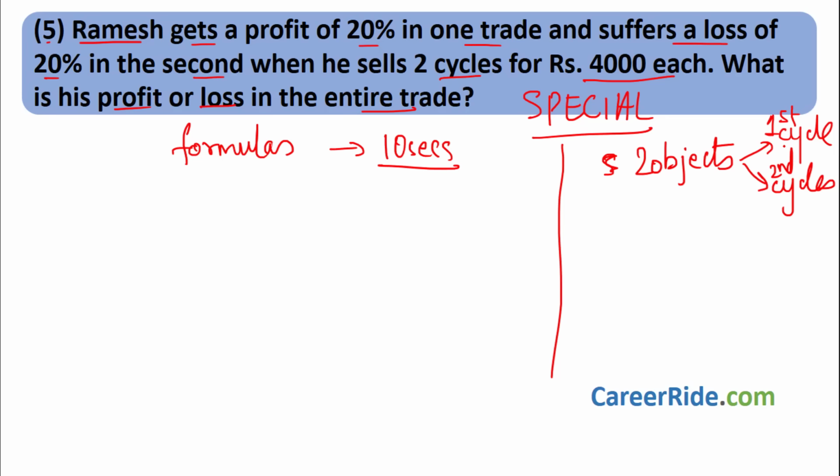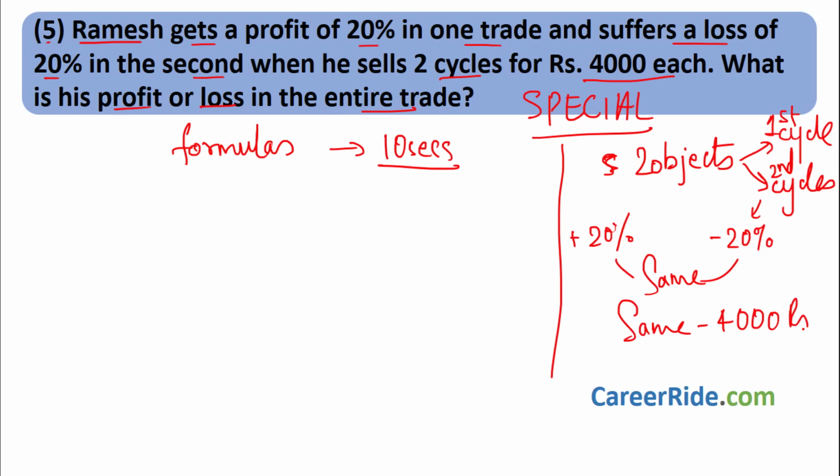While selling the first cycle, Ramesh gets a profit of 20%, okay? And while selling the second cycle, he gets a loss of 20%. You see the profit and loss percentage is same over here, right? Now another specialty about this sum is that selling price for both the cycles is same, that is 4,000 rupees, okay? Both cycles are sold for 4,000 rupees. In one case, he gets a profit of 20%, other case he gets a loss of 20%.